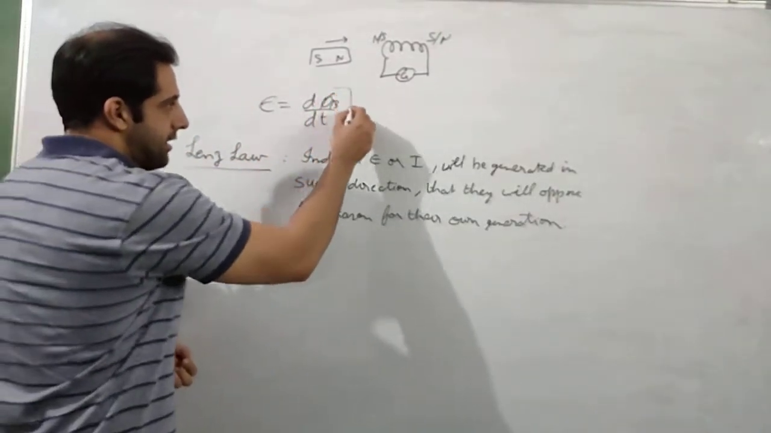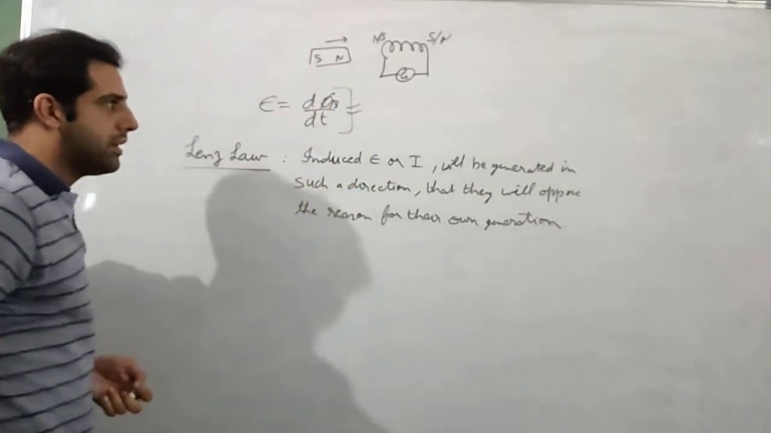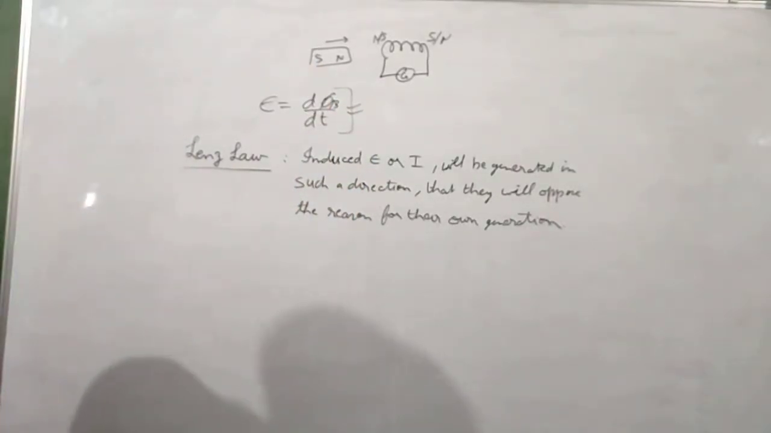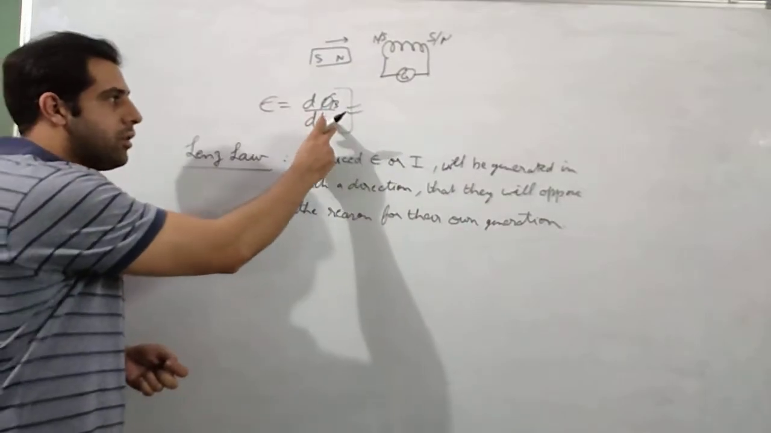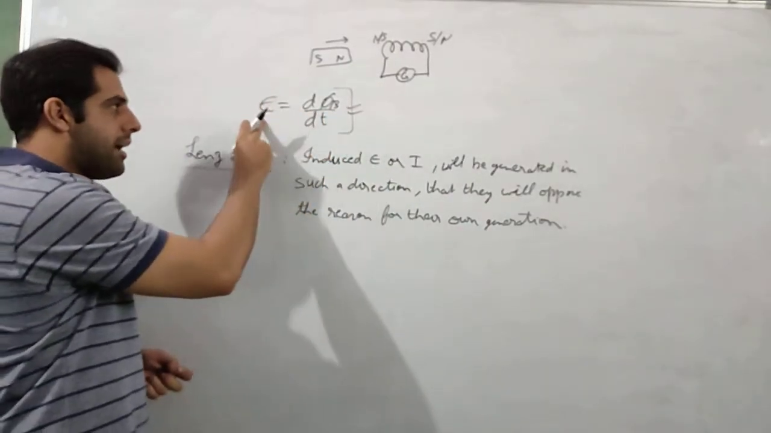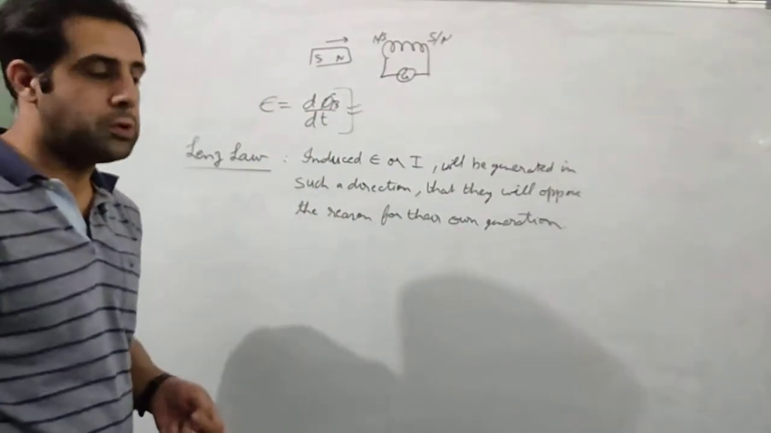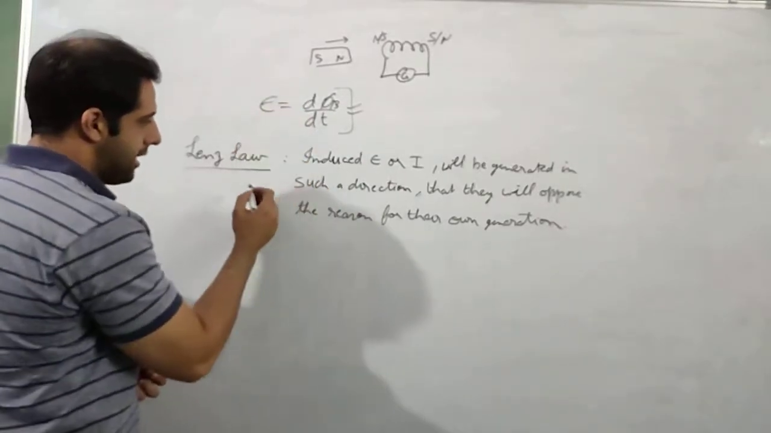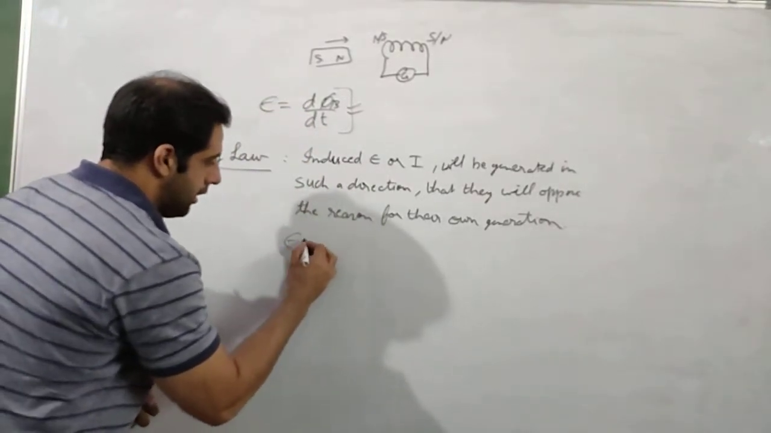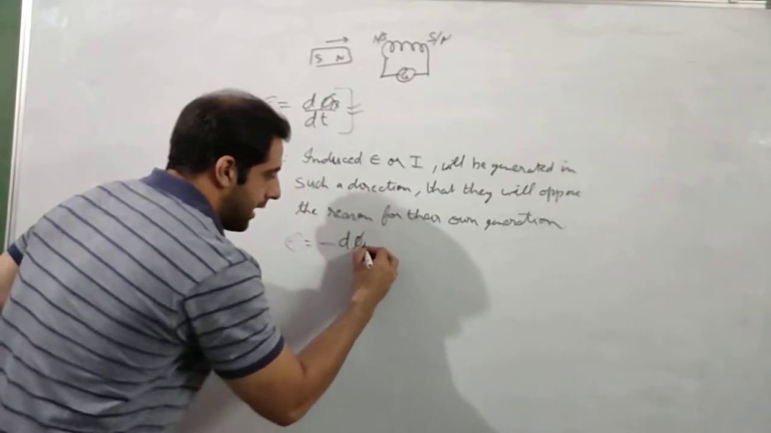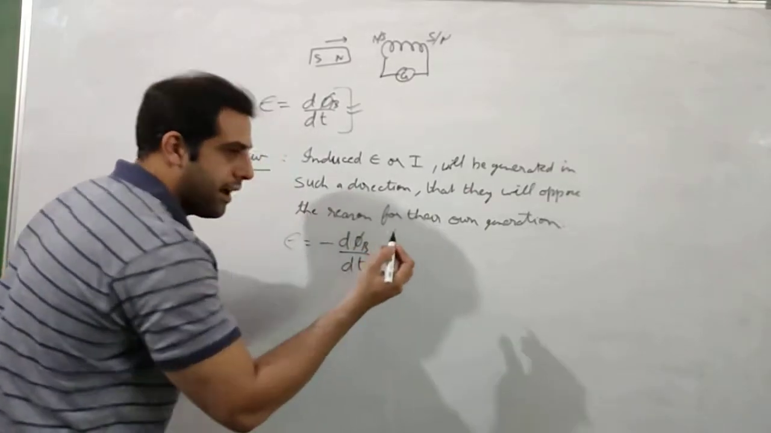Hence, we can say that this statement, this formula that Faraday gave, is incomplete because the rate of change of flux and EMF are always opposite in direction. So this can be corrected by using Lenz's law, and it will be equal to minus d phi by dt.